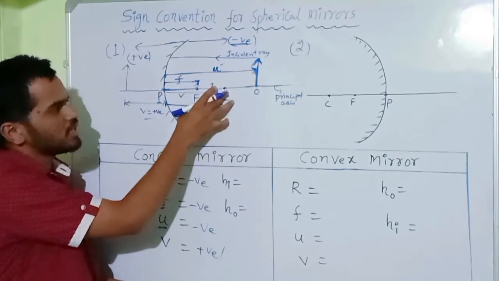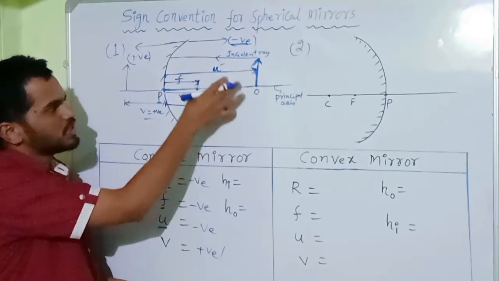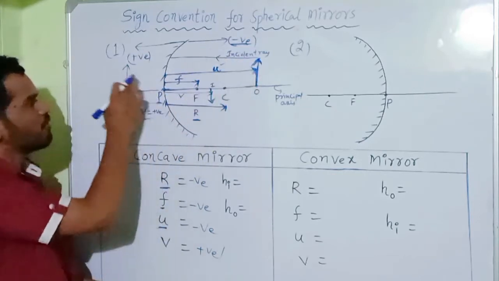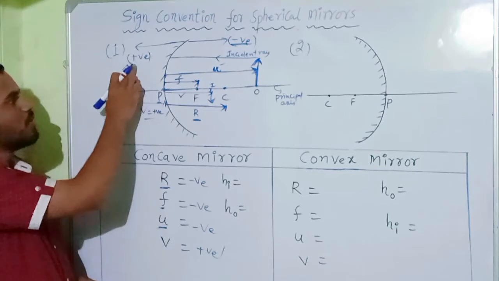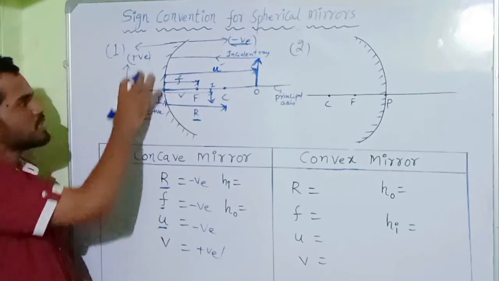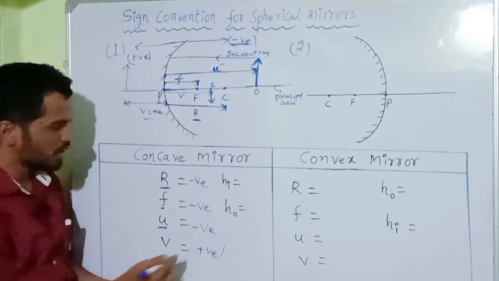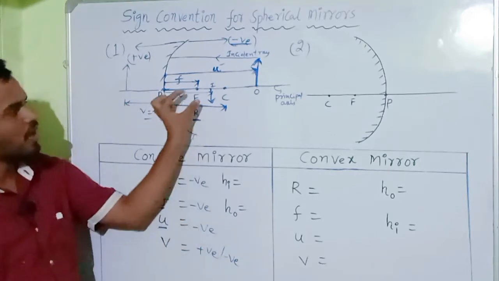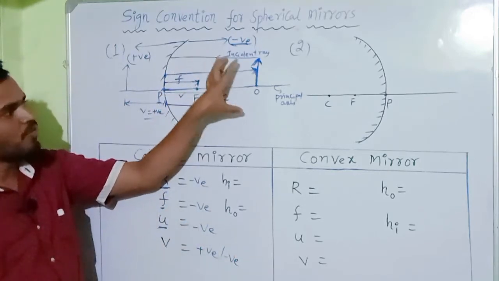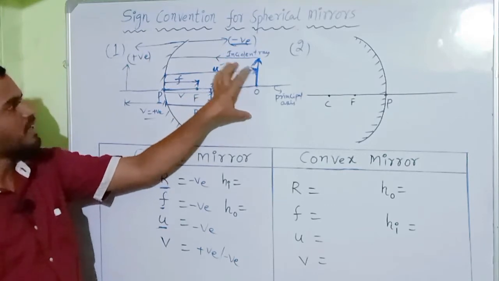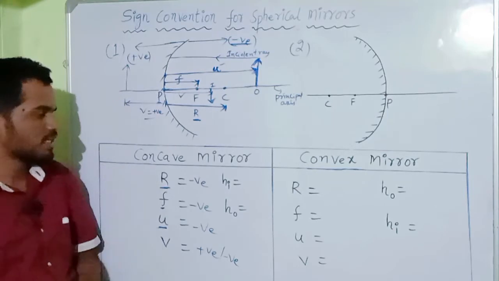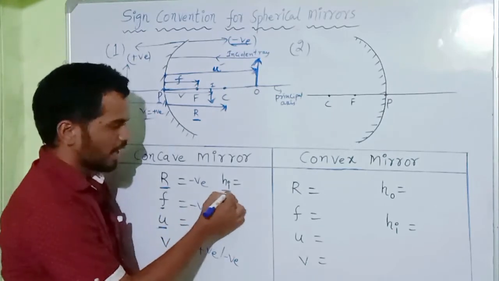In 4 cases, the image formation takes place on the negative side, and in one case the image formation takes place on the virtual side. So observe here, V is positive or negative. Remember this one: images may be formed on this side, and only one image forms on the virtual side. So observe next, the height of the image.